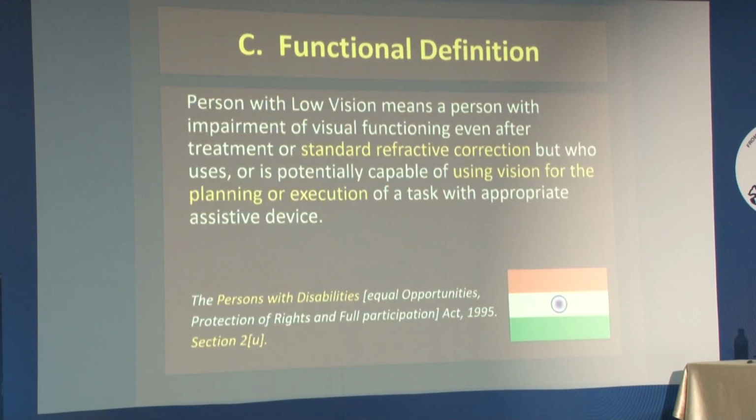Here there is no cut-off of visual acuity. Looking at the residual visual function in such patients, the Government of India came up with a functional definition of low vision: a person with low vision means a person with impairment of visual functioning even after treatment or standard refractive correction, but who uses or is potentially capable of using vision for the planning or execution of a task with appropriate assistive devices.